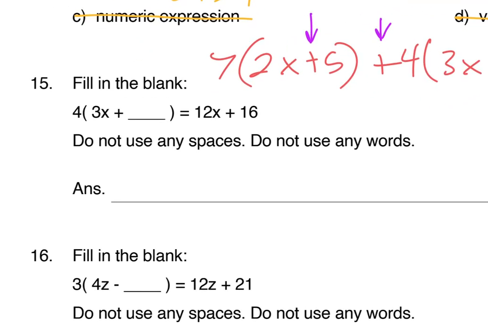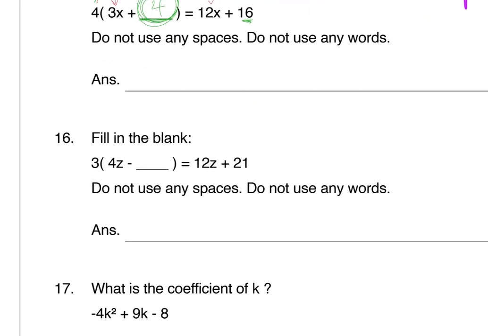Okay. Fill in the blank. 4 times 3x plus blank equals 12x plus 16. Well, if you were to do 4 times 3x, you would get 12x. So the blank, what would have to go right here in order for us to get 16? The answer is 4. 4 times 4 is 16.